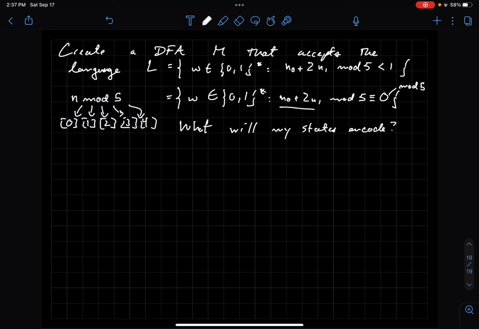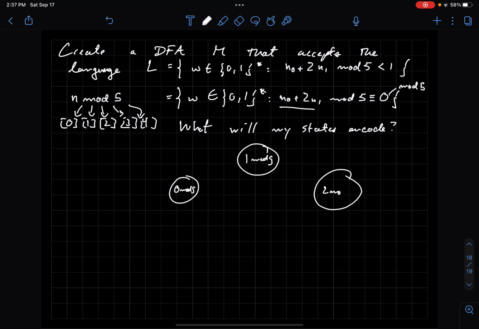Well, when you think about it, if you know that modulo 5 only has these 5 options, the natural thing to say is that each state could represent a modulo, right? So maybe this one could be 0 mod 5. This one could be 1 mod 5. This can be 2 mod 5. You'll notice my states have gotten bigger because I need more space to write this. And this could be 4 mod 5, right?